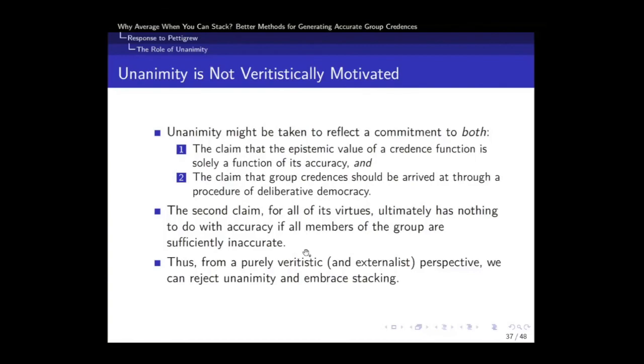I think the second claim has a lot of virtues, and I think, in practice, if a bunch of people were trying to aggregate their credences, there might be all sorts of good reasons for doing this. But ultimately, I don't think those reasons have anything to do with accuracy if all members of the group are sufficiently inaccurate, right? And that's always, of course, a live possibility in these kinds of cases. And so from a purely veritistic, and I'd add probably quite externalist perspective, in that it's saying that part of the justification for holding a credence, whether as a group or an individual, is going to come from what actually just sort of happens out in the world, independently of anything that we think about when we assign that credence, we should reject unanimity, I think, and embrace stacking, right? If we're trying to think just in terms of what the veritist should say about the solution to the group credence problem, right?